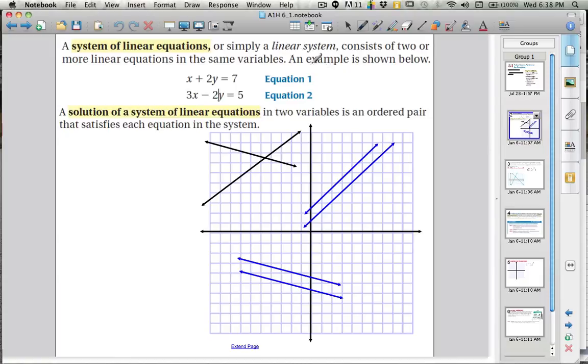So when you talk about a system of linear equations, which is typically just called a linear system, it has two or more linear equations that have the same variables, and this is what it might look like.